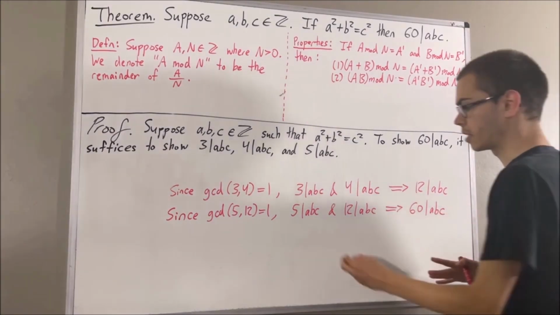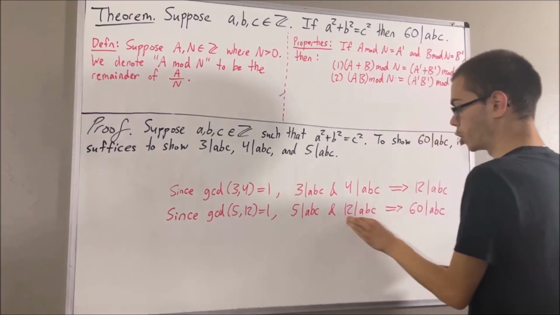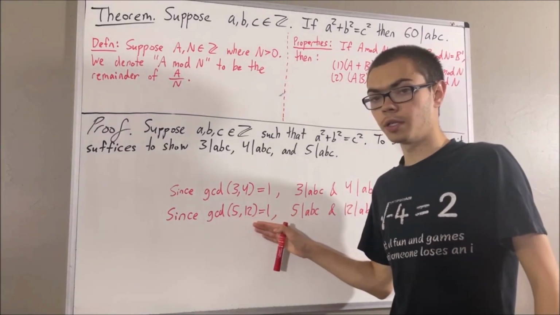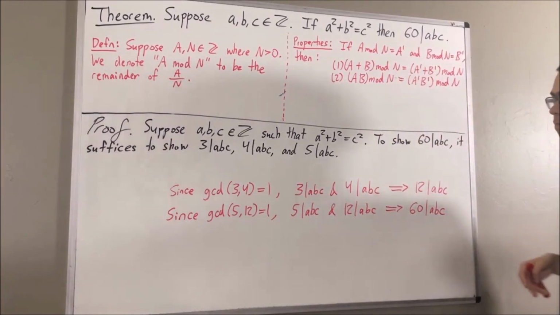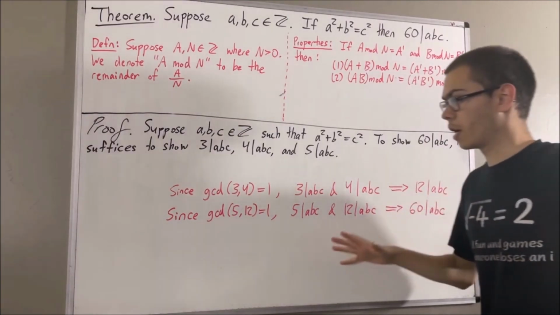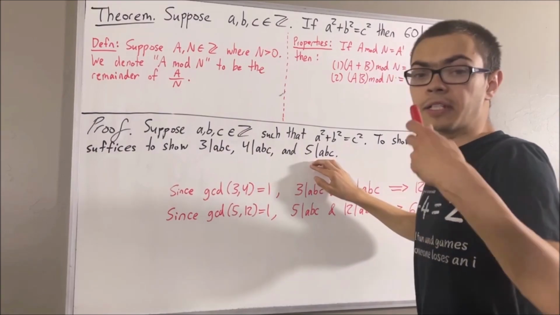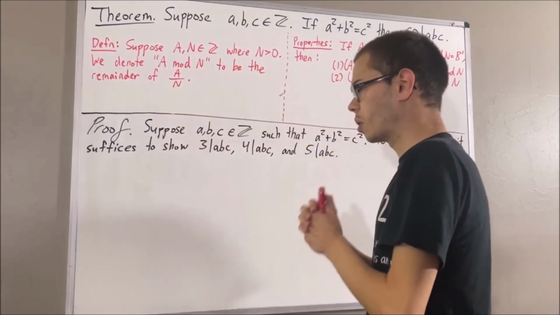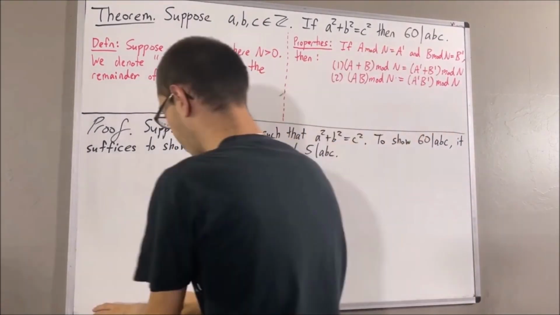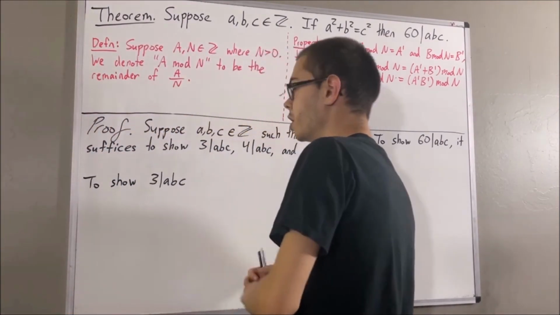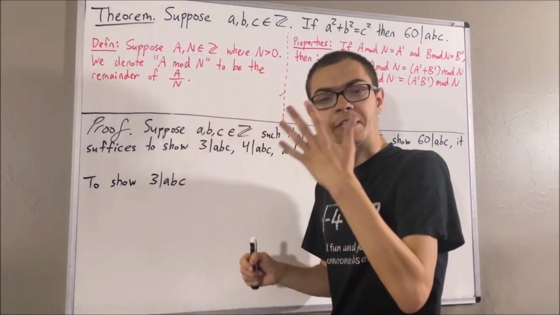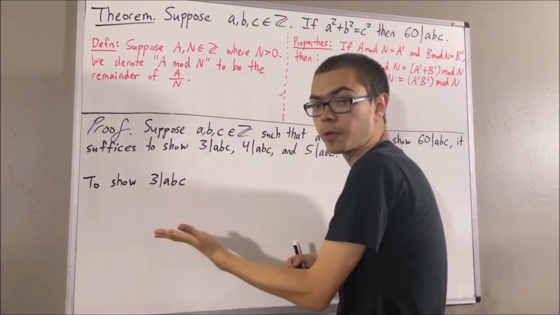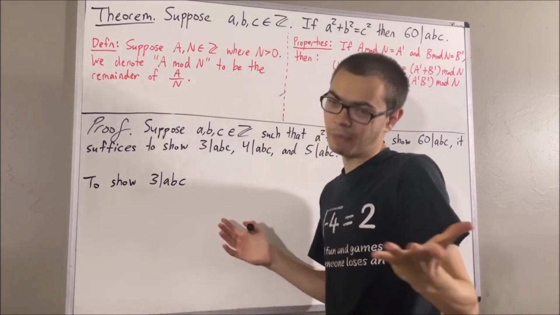Now, this property that one integer divides abc and another integer divides abc implies their product divides abc, because their greatest common divisor is 1, has a proof that I'll link down in the description below. So yeah, this is the reason why showing these 3 things is enough to say that 60 divides abc. So let's start out by showing 3 divides abc. It turns out, to show 3 divides abc, it suffices to show that a squared mod 3 is equal to 0, b squared mod 3 is equal to 0, or c squared mod 3 is equal to 0.